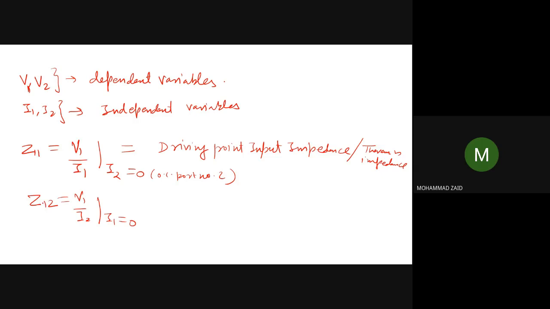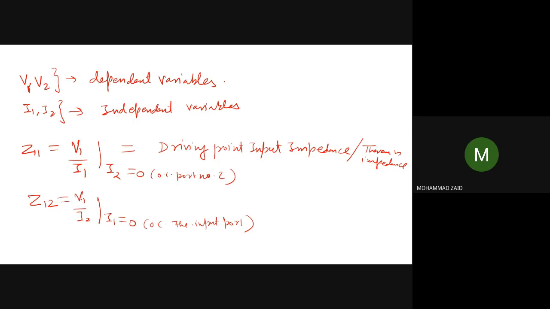Now, if you see Z12, that is a relationship between V1 and I2. So the voltage is input, but the current is output. Current is taken from the output and the voltage is taken from the input. Provided I1 is 0, that means you are open circuiting the input port. You are not connecting the source to the input, so I1 becomes automatically 0.